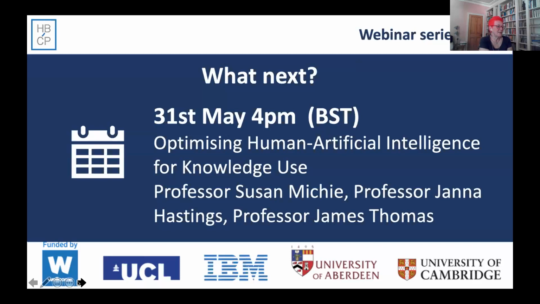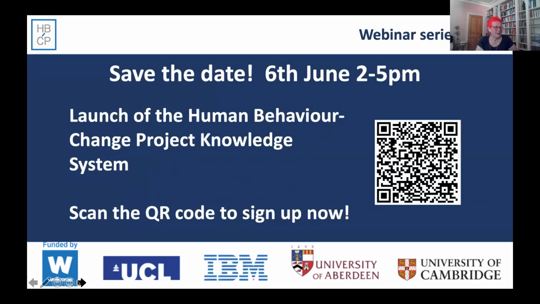The next webinar in the series is on the 31st of May at 4 p.m. And this is the last one in this series, and it's about optimizing human artificial intelligence for knowledge use. And I think that will be Susan Michie, and I apologize again for her not being here today, Professor Jana Hastings and Professor James Thomas. Beyond that, on the 6th of June from 2 to 5 p.m. UK time, we're going to launch the Human Behaviour Change Project Knowledge System, so that it will actually enable people to see the tools that have been developed during the project and how they can be used.